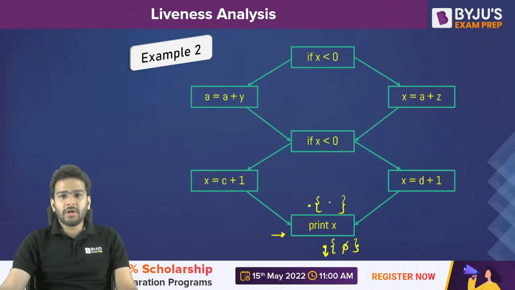Okay. Now, what about this one? It is going to be x here because if you see downwards, yes, we are reading the value of x. So x will be your live variable here. Similarly, here also it is going to be same. Here also it is going to be same.